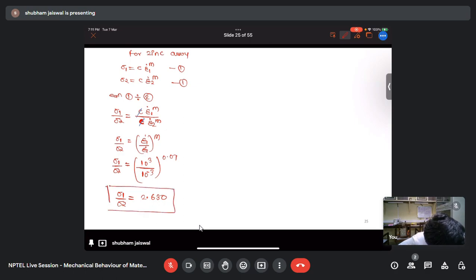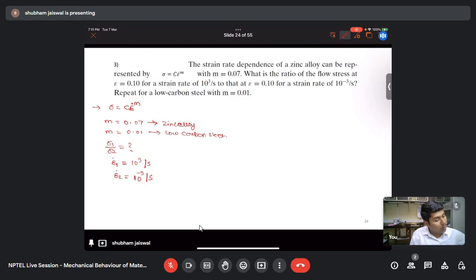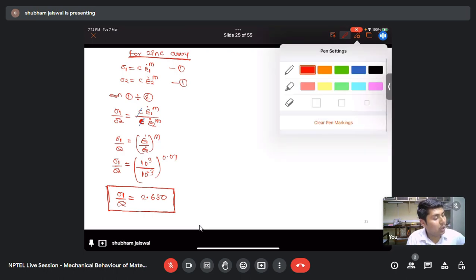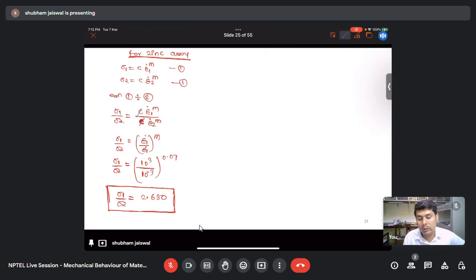So this is the ratio of flow stress when we are performing the test at two different strain rates. Okay, so this is for zinc color. Now, what are they asking? They are asking us to do the same for low carbon steel.